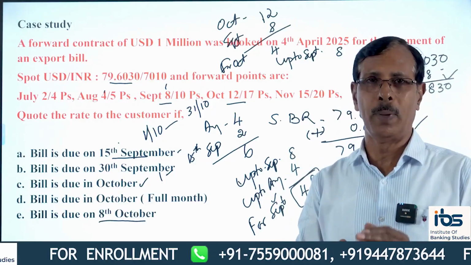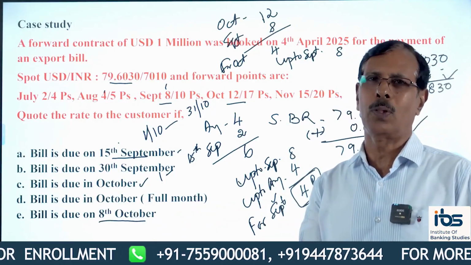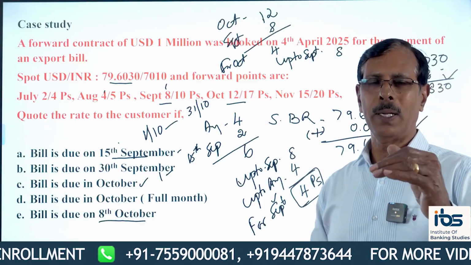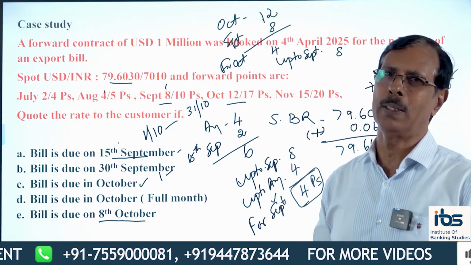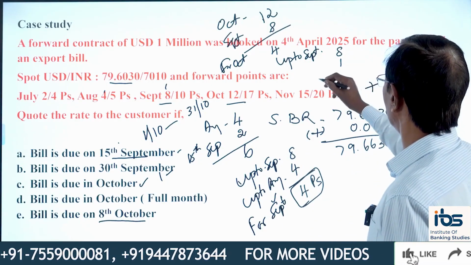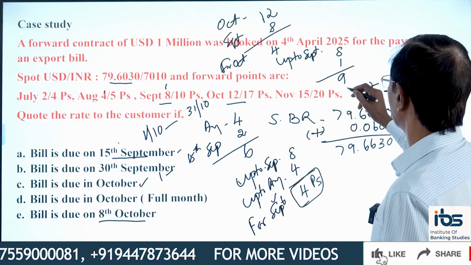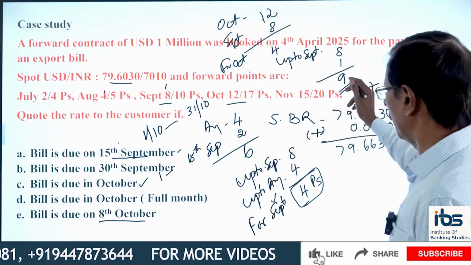This is for the full month. We want it for 8 days, or you can say, 1/4 of October. So 4 paise for the full month, and 1/4 of 4 paise is 1 paise. Am I correct? So that 1 paise you add to this, so you will get 9 paise. Therefore, the premium up to 8th October is 9 paise.